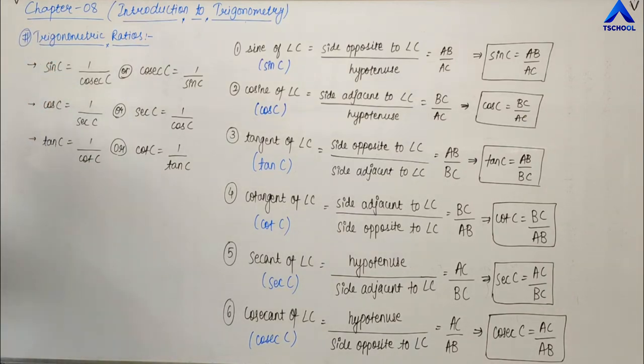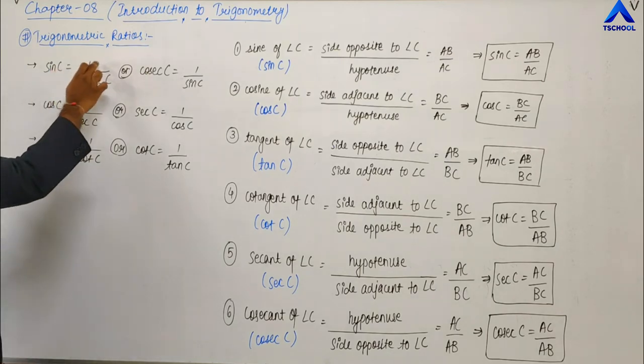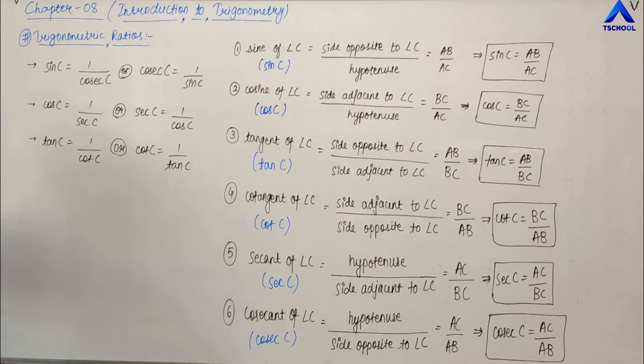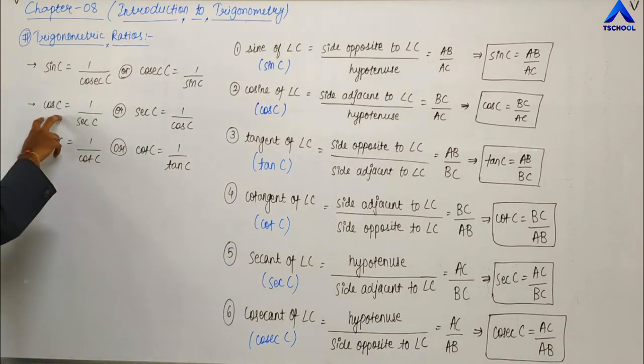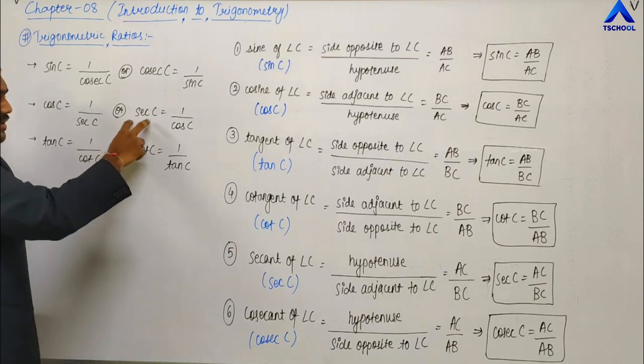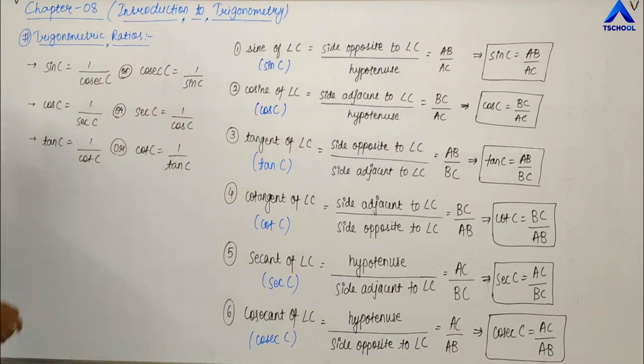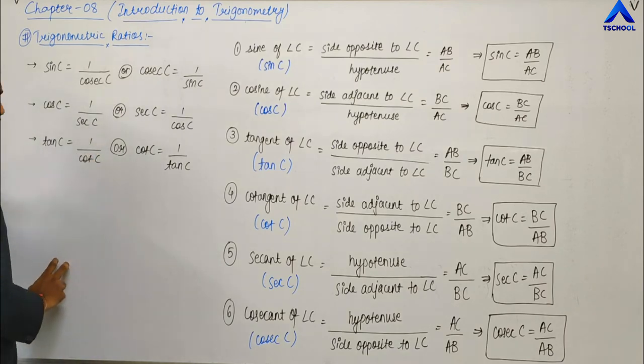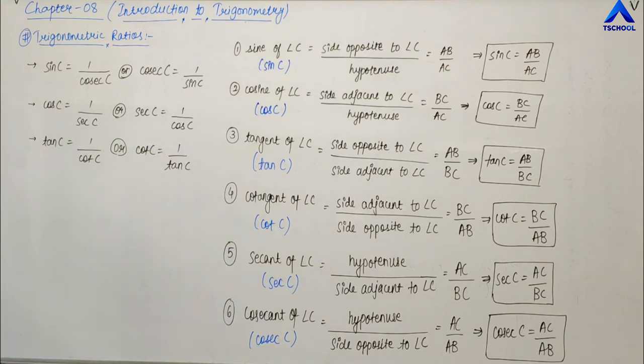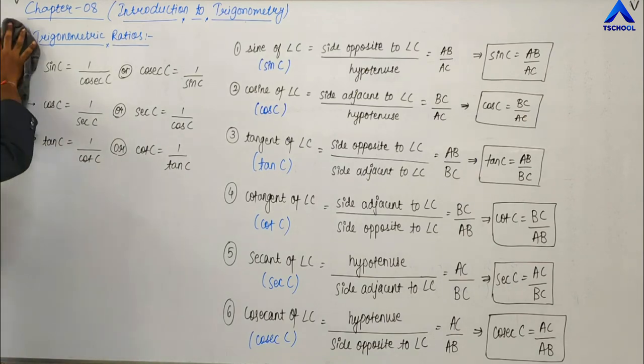So again, let us quickly see that sin C is equals to 1 upon cosec C, or cosec C is equals to 1 upon sin C. The second one, cos C is equals to 1 upon sec C, or sec C is equals to 1 upon cos C. And the third one, tan C equals to 1 upon cot C, or cot C is equals to 1 upon tan C. So these are the ratios we need to understand from the first triangle that we have seen. Just take a look over it, and I insist that you note this down somewhere in a book. So this must be clear now, right?